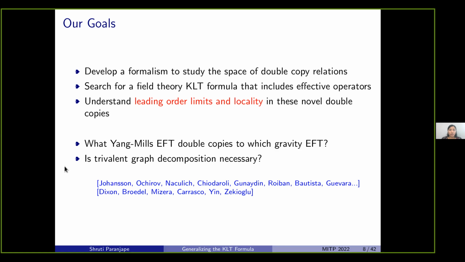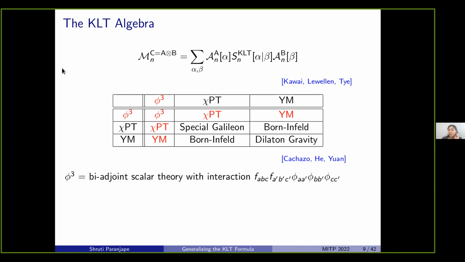Okay. So the starting point will be the KLT algebra. So this is the KLT formula again in the field theory limit. For those of you who are not familiar, this is telling you that you take an amplitude of theory A, take an amplitude of theory B, sum over some orderings of these external states with the KLT kernel, and that gives you the amplitude of a theory C, and these are the theories over here.